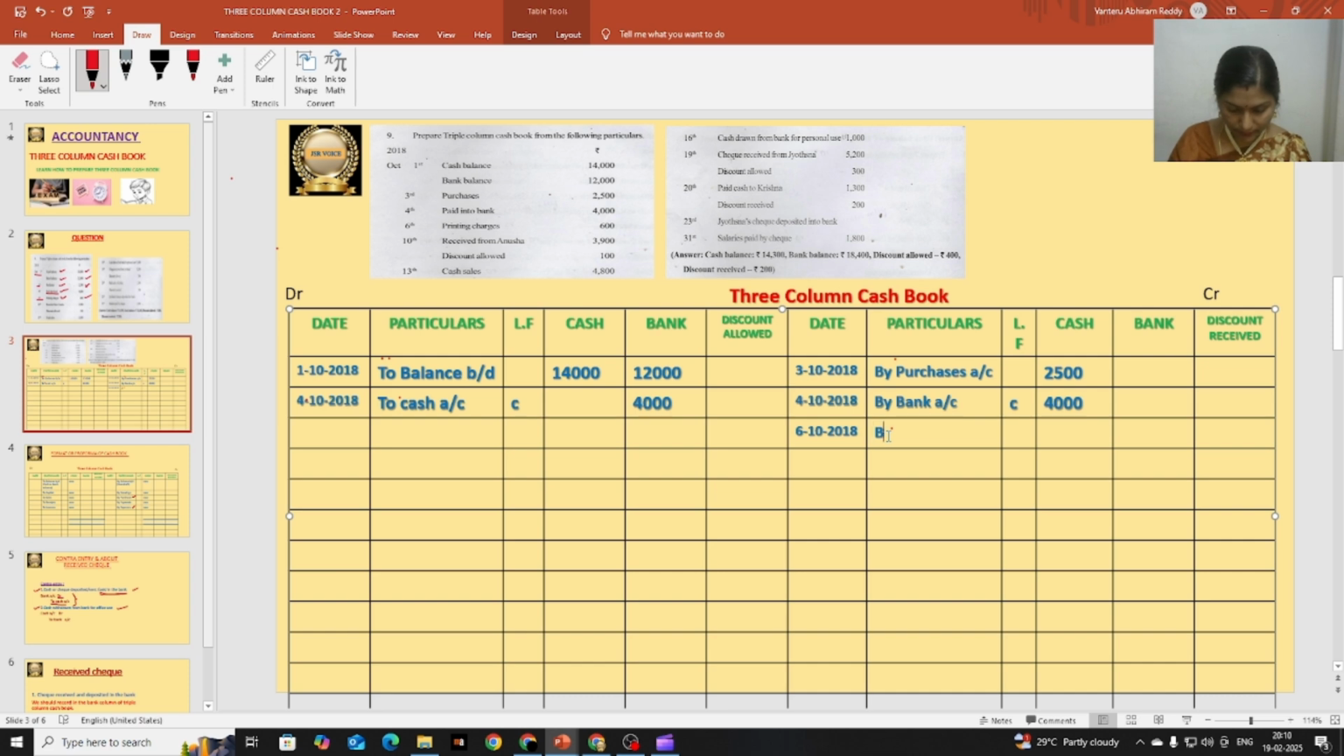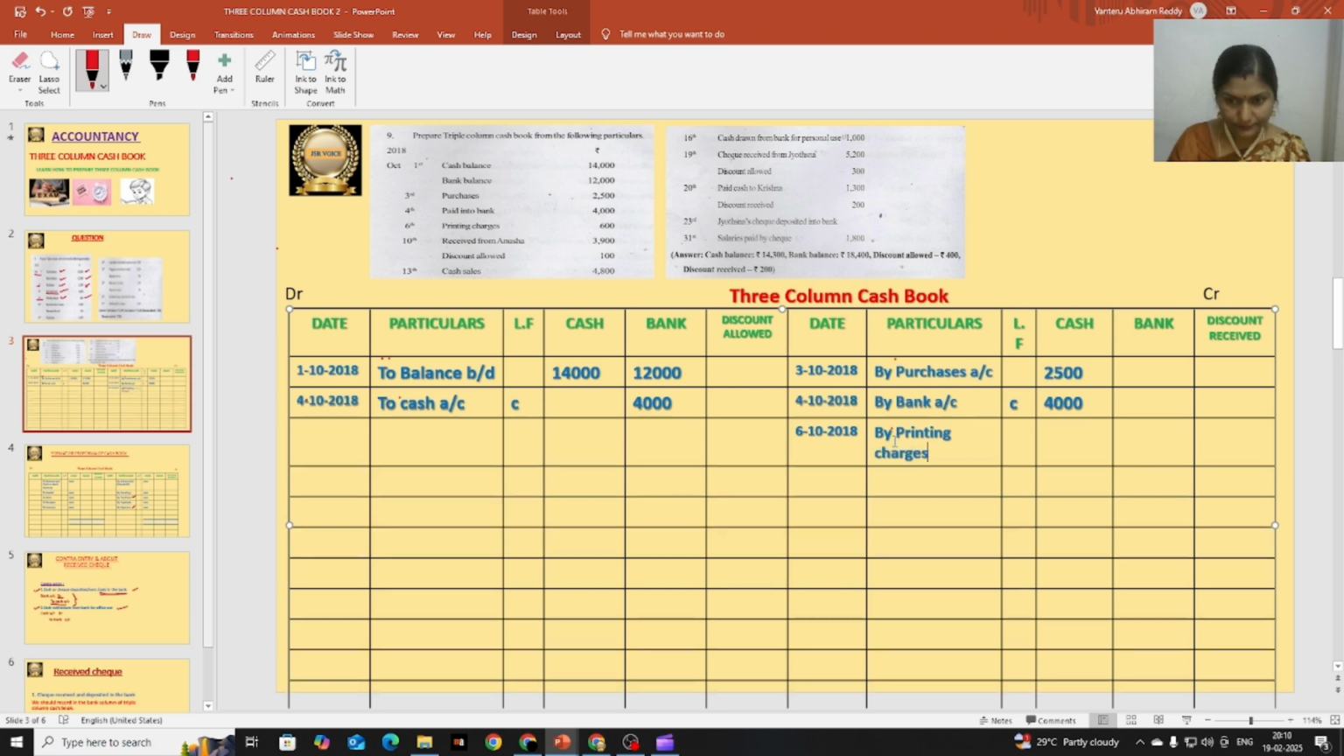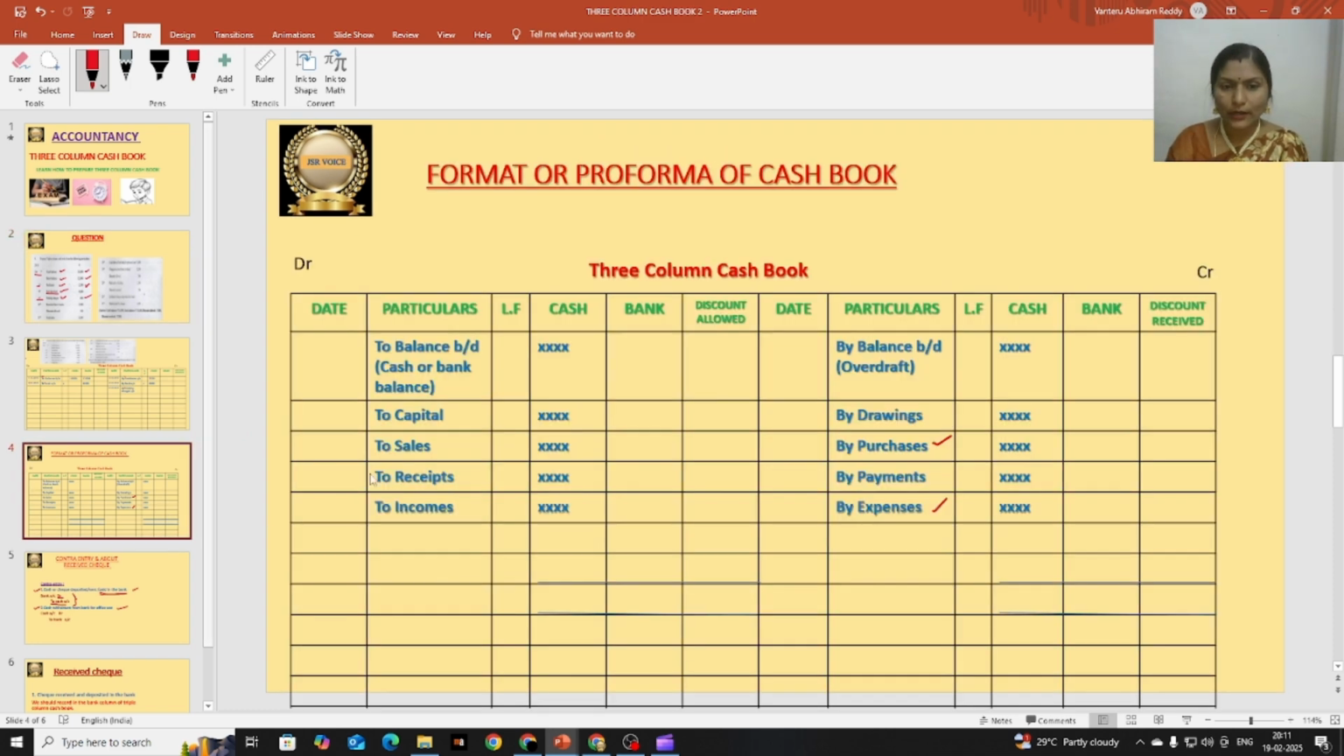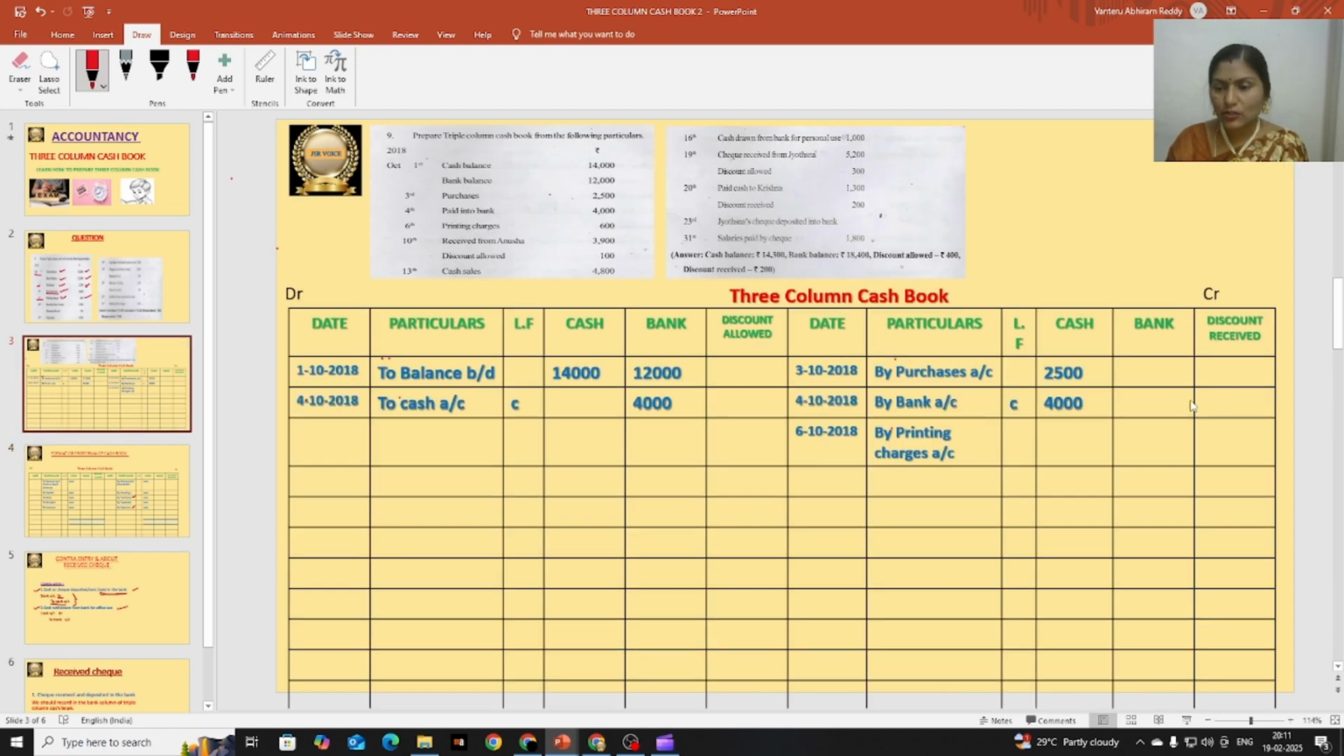We will start with the word "by", because we are posting on the credit side. Whenever you post anything on the credit side, you should mention "by" at the beginning. By printing charges account. And where will we put the amount? For printing charges, did they give any check? Did they use the word check? Are they paying in the form of check? No. So then we will record in the cash column only. Let us record in the cash column.